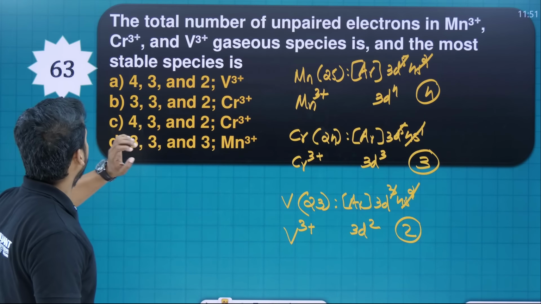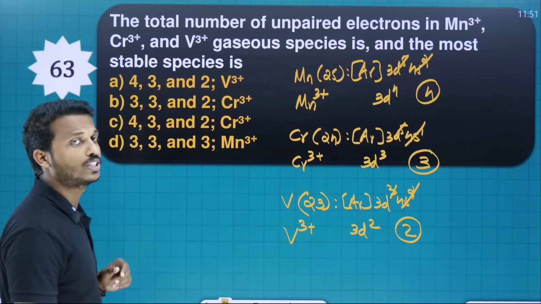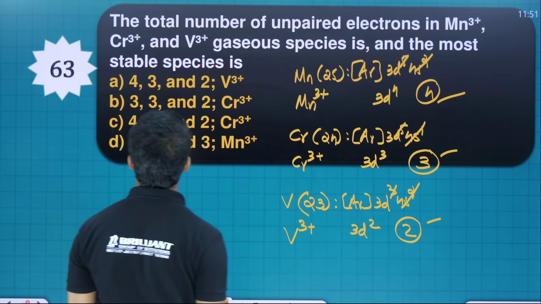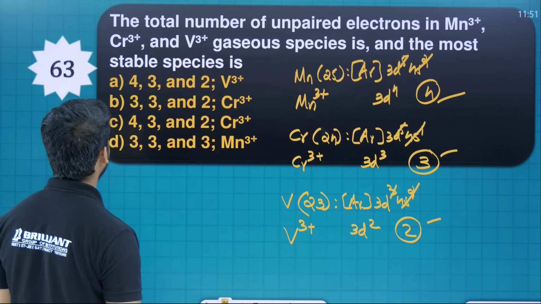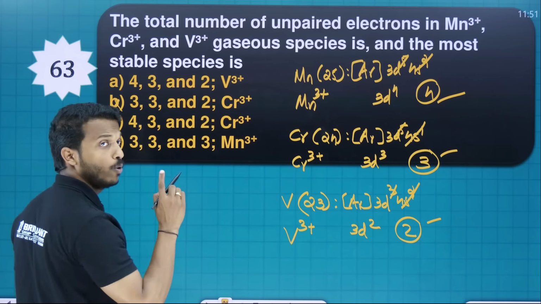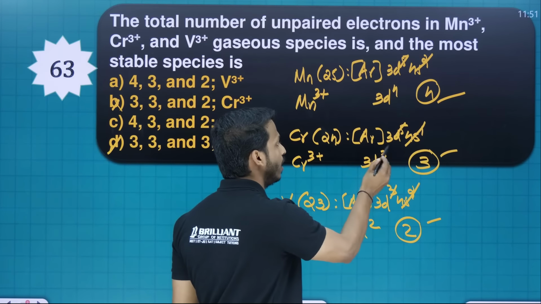Ready? So, question: what is the total number of unpaired electrons in the most stable species? Check it. So, unpaired electrons are what? 4, 3, 2, right? So d4, d3, d2. Which is more stable?